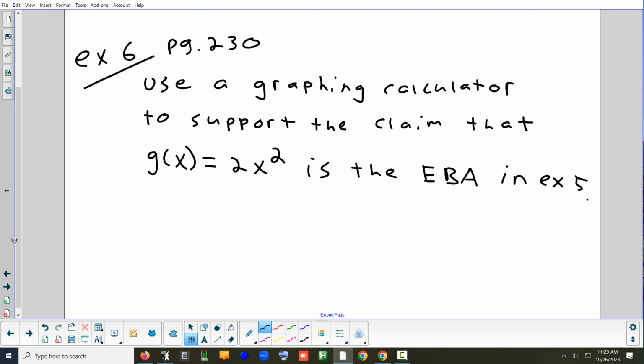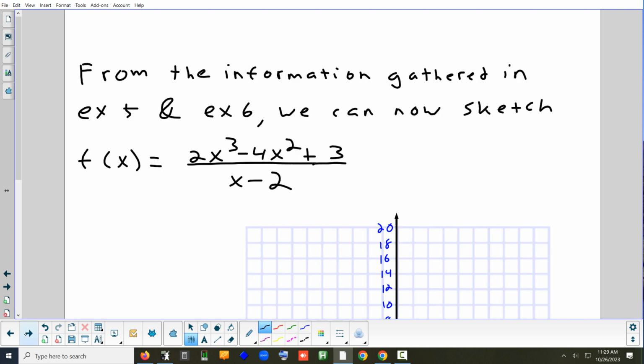All right. So example 6. That's really just a sketch. And now we're going to try to do a sketch ourselves. Well, first thing you'd want to find here is the EBA, which we already did. What was the EBA? 2x squared. Sketch that. Okay, that's a parabola.